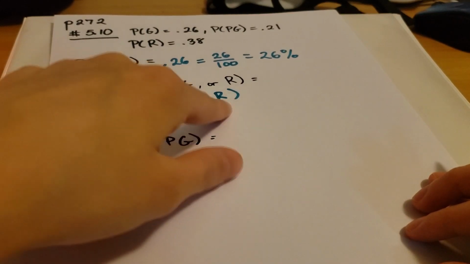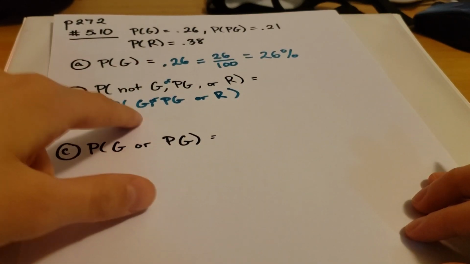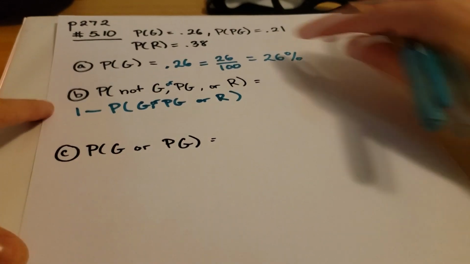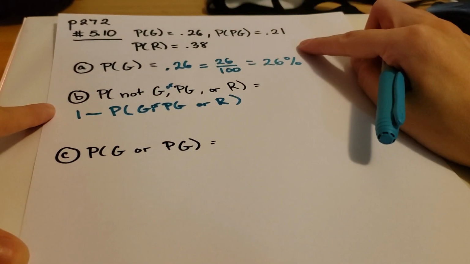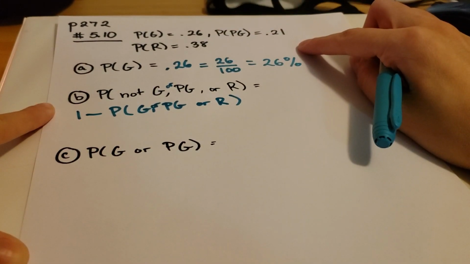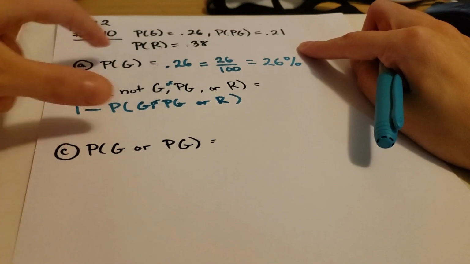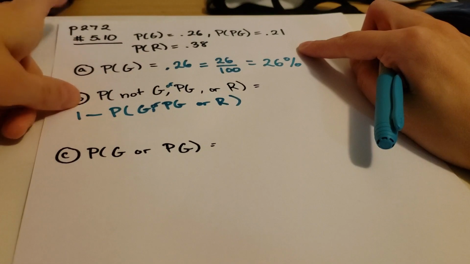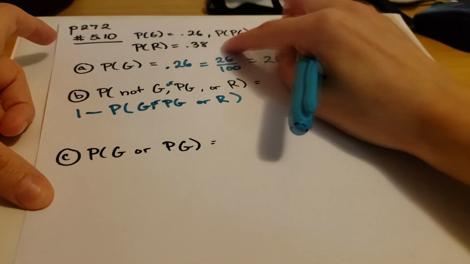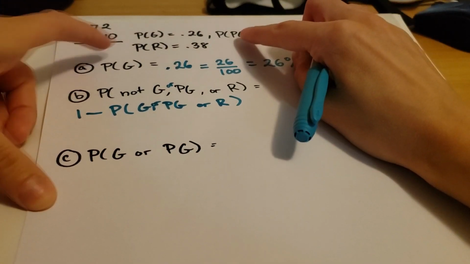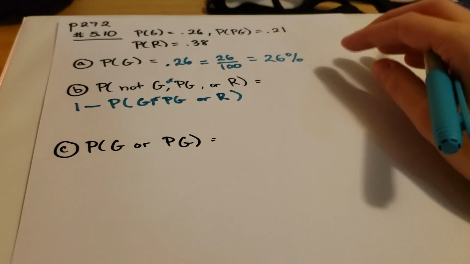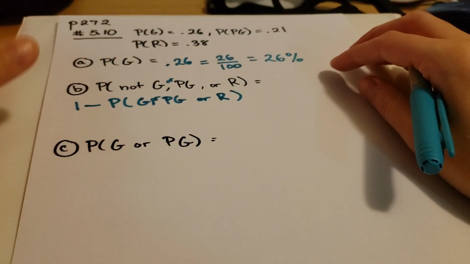So the probability of this, we get a movie that's G, PG, or R, we can just add these three probabilities together because these are mutually exclusive events. You can't have a movie that's simultaneously rated R and also G, and you can't have a movie that's PG and R, or a movie that's both PG and G. A movie can only have one rating, so there's no overlap between any of these.